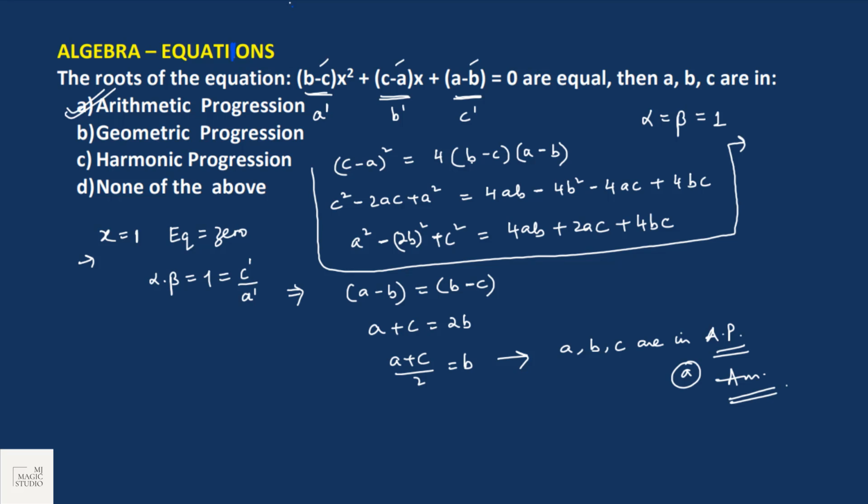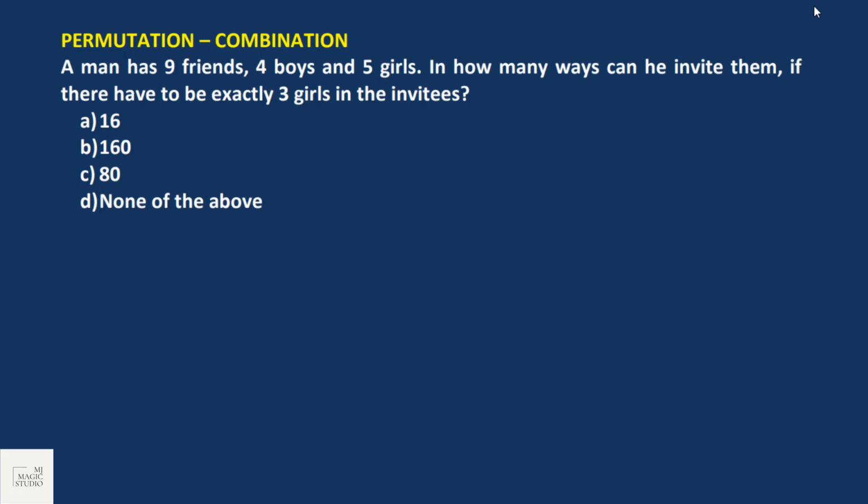Next one on your screen, take from permutation combination, identify what to use, and try. Let's see what we have. A man has 9 friends, 4 boys and 5 girls. In how many ways can he invite them if there have to be exactly 3 girls in the invitees? So out of 5, he needs to choose any 3, and that he can do in 5C3, that is 10 ways.